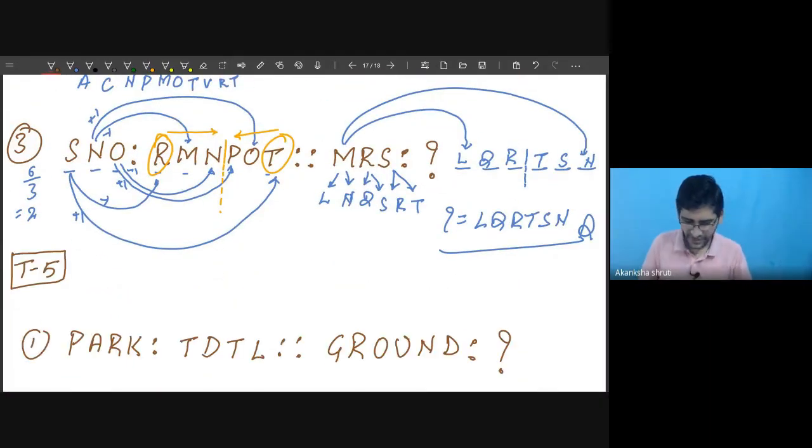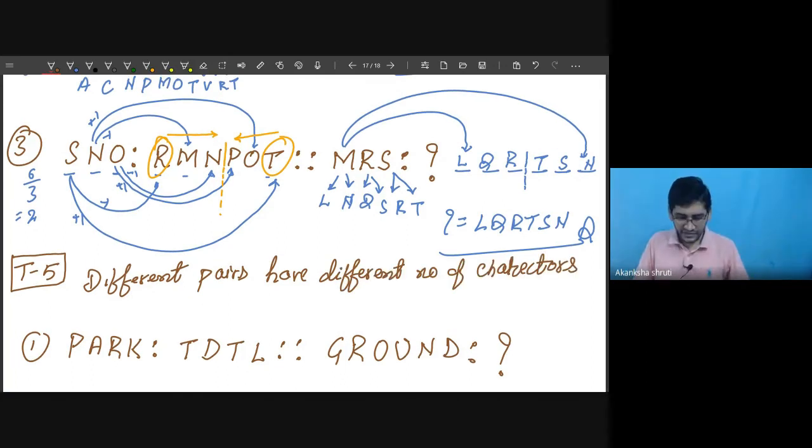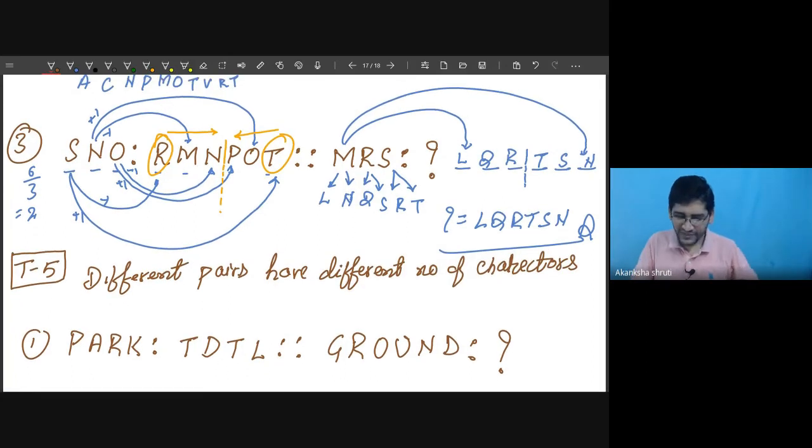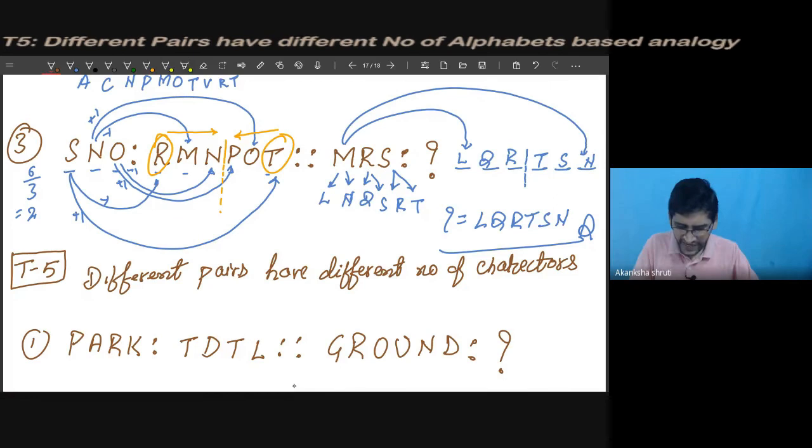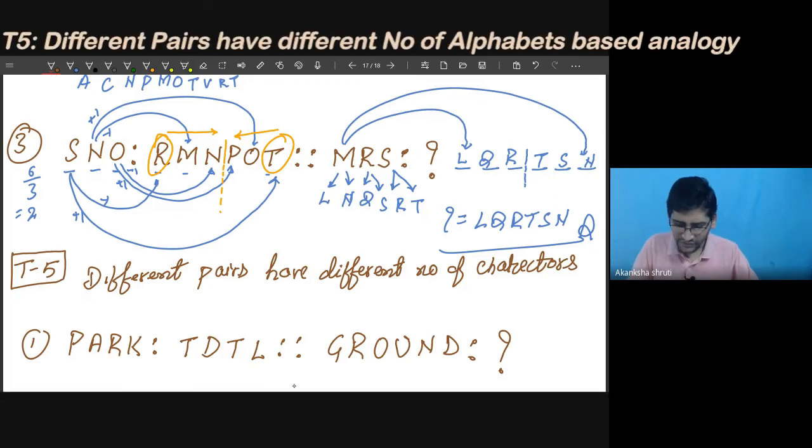So for this tip number 5, question number 1 is this: one pair has the same number of characters, but the other pair has a different number of characters. Different pairs have different number of characters. So the tip number 5 is different pairs have different number of characters. Here our question is PARK is to TDTL, then GROUND is to what?